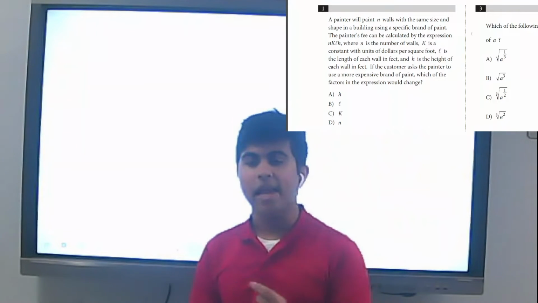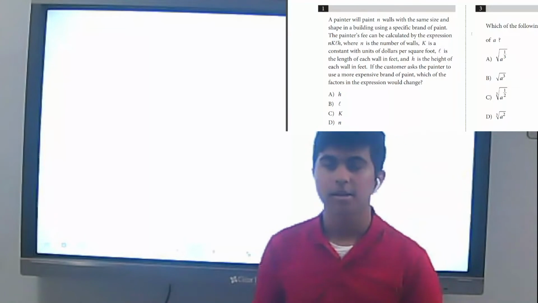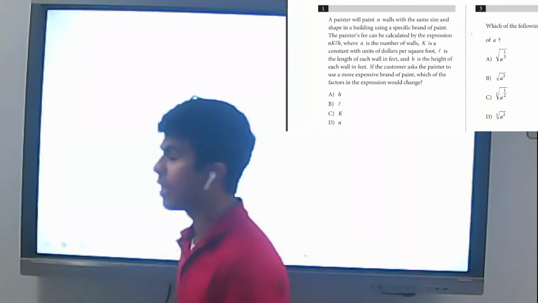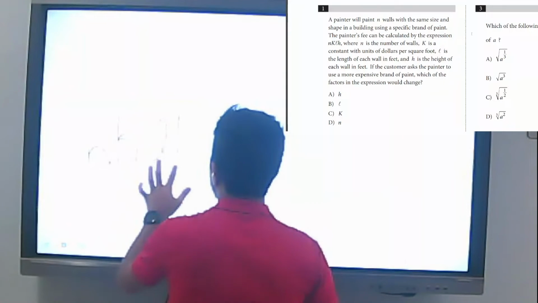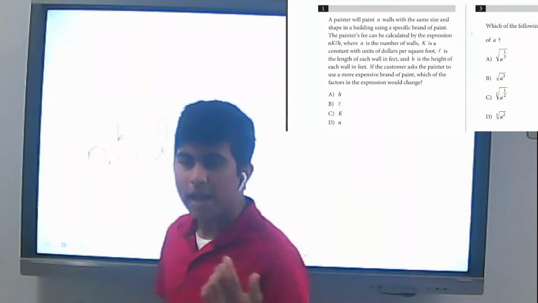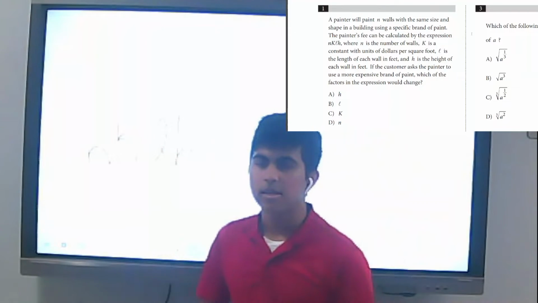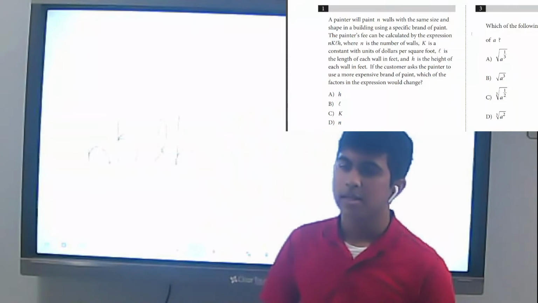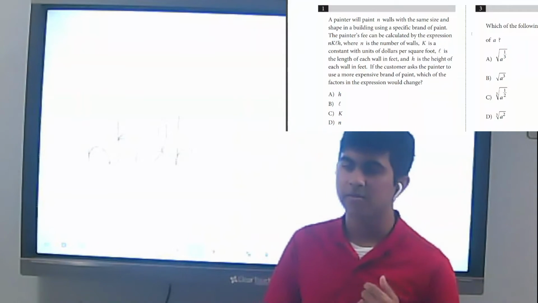A painter will paint N walls with the same size and shape in a building using a specific brand of paint. The painter's fee can be calculated by the expression NKLH, where N is the number of walls, K is the constant with units of dollars per square foot, L is the length of each wall in feet, and H is the height of each wall in feet. If the customer asks the painter to use a more expensive brand of paint, which of the expression would change?